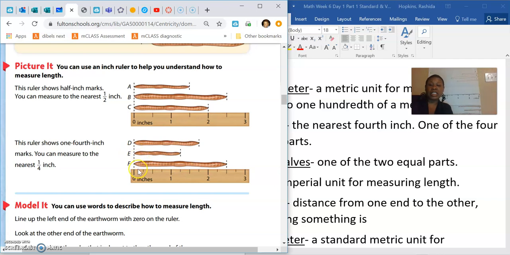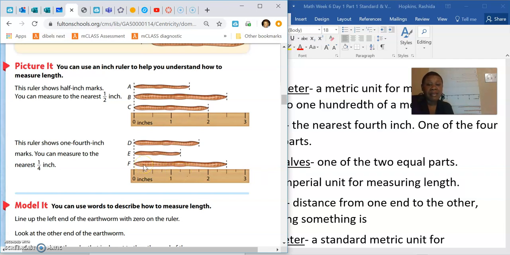Let's jump to letter E. Letter E starts at 0, passes up the half mark, passes up the inch mark, but stops just right after the inch mark. We know that first part has 4 parts, so the first part is a 1/4. So it's 1 1/4, right?